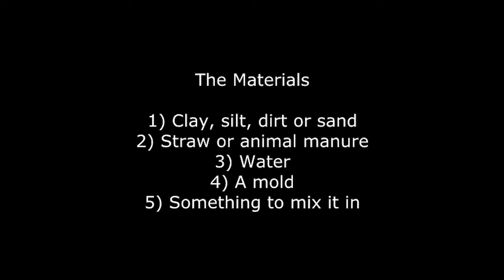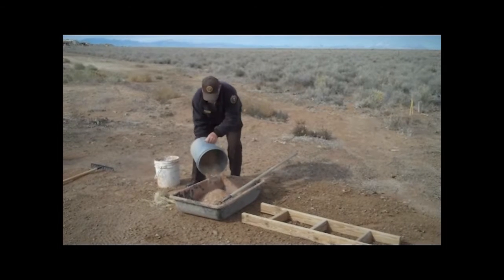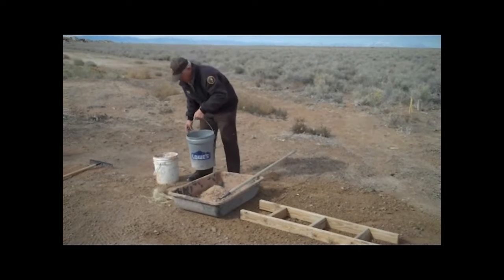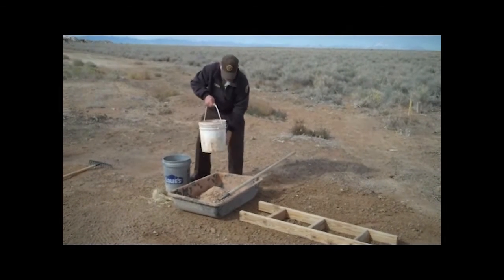Adobe is simply a mixture of clay, silt, dirt, sand, and straw or animal manure. The proportions of the mixture are not exact, but are roughly 3 parts clay, 7 parts sand, and 1 part straw. This mixture seems to produce the best bricks.